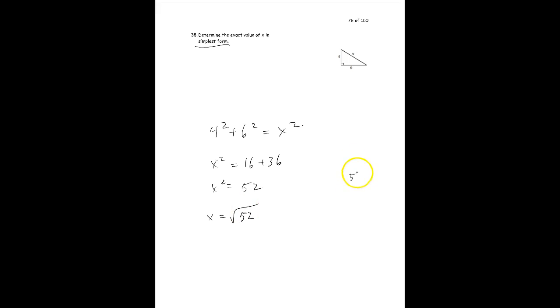And let's check out 52 and see if there are some perfect square factors. That's 2 times 26. 26 is 2 times 13. So 52 is 2 squared times 13. So that looks like a perfect square factor. So the square root of 2 squared times 13 is going to equal 2 root 13. And that's the answer. So here is more of an application problem of using the Pythagorean theorem.